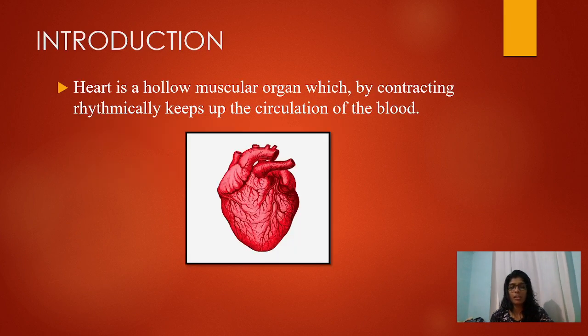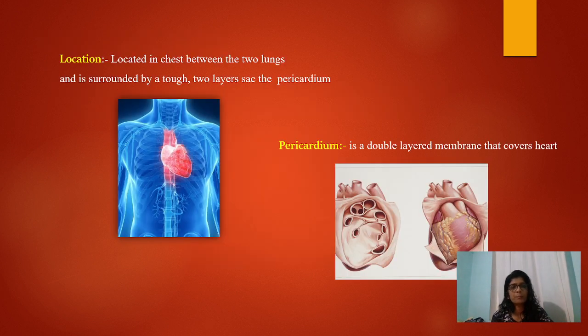This would be familiar to you, like we would have learned this in the primary classes itself, that the heart is a hollow muscular organ, which by contracting rhythmically keeps up the circulation of the blood. So we know that we need blood to be pumped to different parts of the body to ensure proper nutrition of the cells for making the cells alive. The nutrition and oxygen is reached to different parts of the body with the help of the heart. So we will see what the basic structural features of the human heart are.